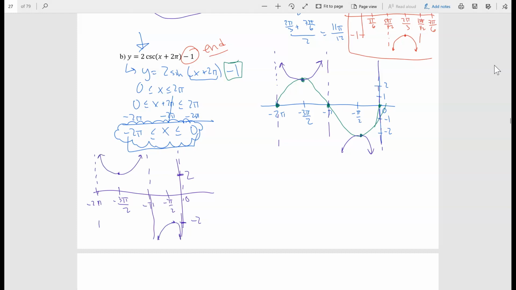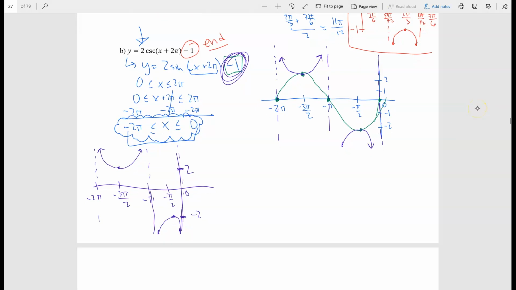Now you want to finish it off by using this negative 1. Remember, this negative 1 is going to shift everything down by 1 unit. So we're going to go down 1 unit. Nothing is going to happen with the x values. It's still going to be 0, negative pi over 2, negative pi, negative 3 pi over 2, and then negative 2 pi. The asymptotes stay the same. The asymptotes are always going to be the same.